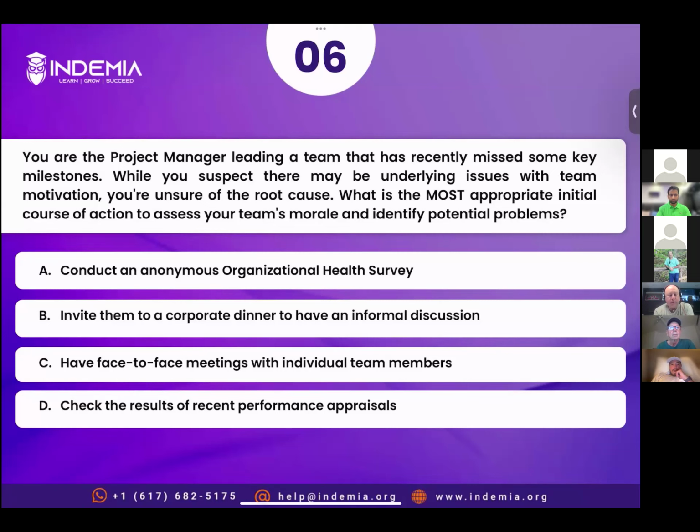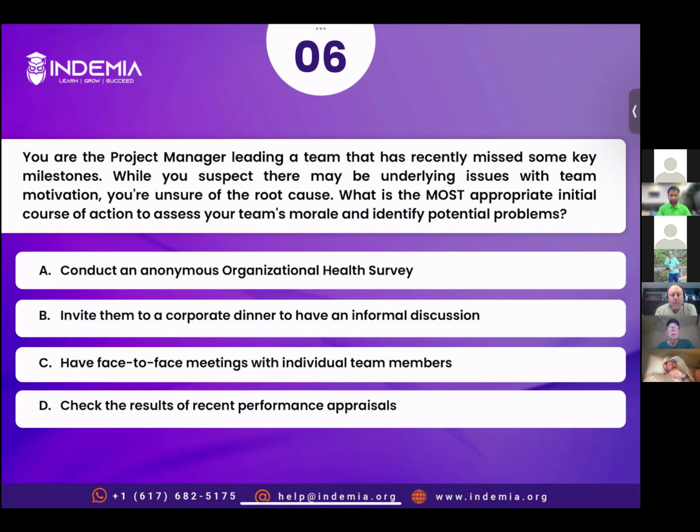All right, thank you. Lala, you have chosen option C. I use one of the PMIs, and that you have to have face-to-face meetings with the team members to understand what is the cause of the problem, rather than doing a vague survey or taking them to a corporate dinner, an informal discussion. I mean, nobody feels comfortable speaking in an informal discussion at a corporate dinner.